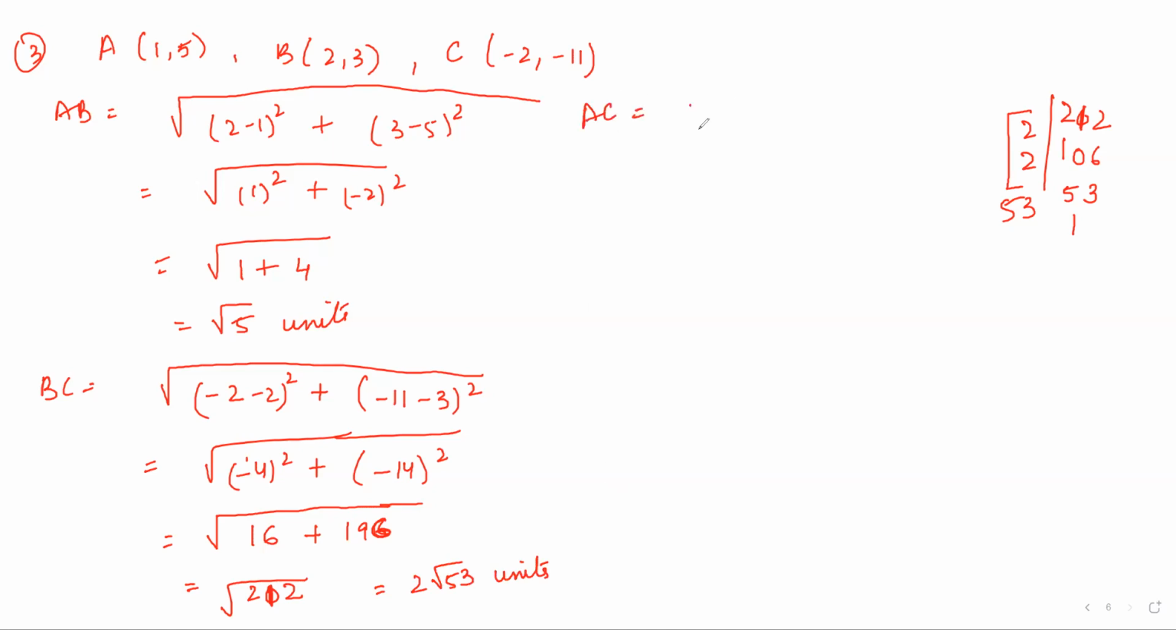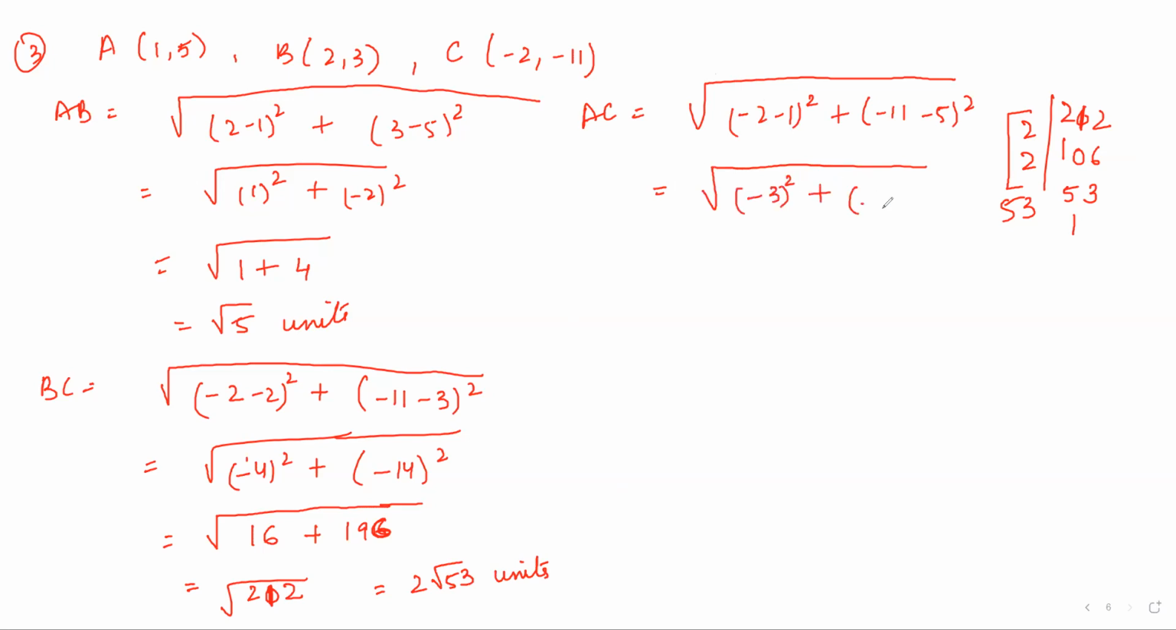Okay, find AC now very quickly. So (-2 - 1) whole square plus (-11 - 5) whole square. Please write the formula. So (-3) whole square plus (-16) whole square. Okay, so 9 and 16, 15 squared is 225, 16 squared is 256, right? Yes. Now 9 and 256, 265.